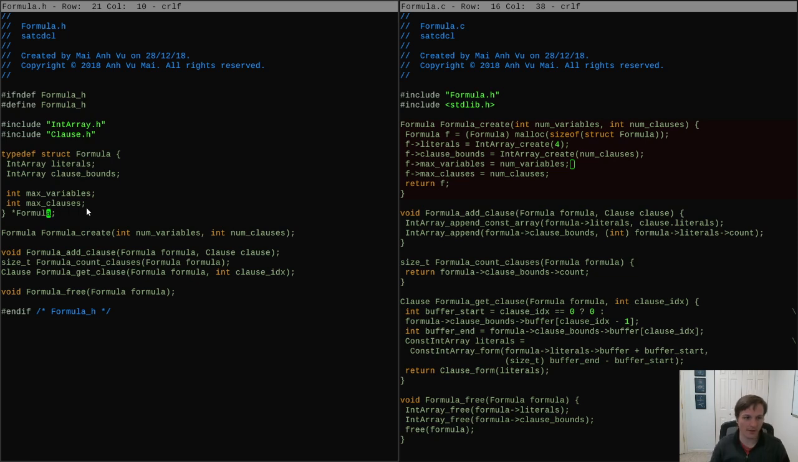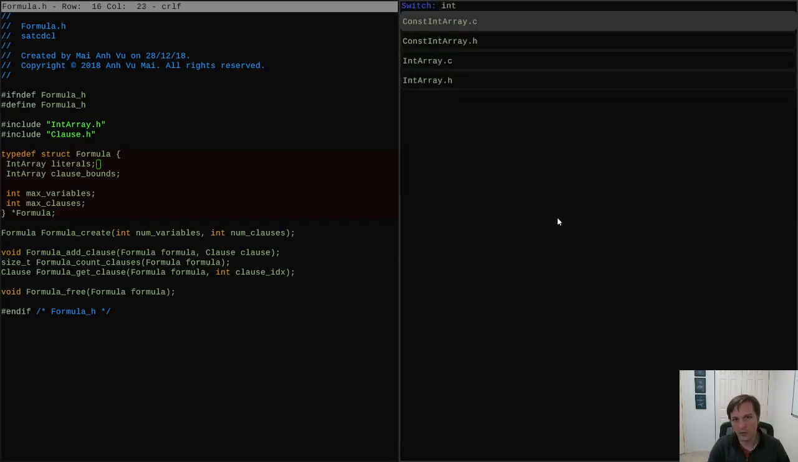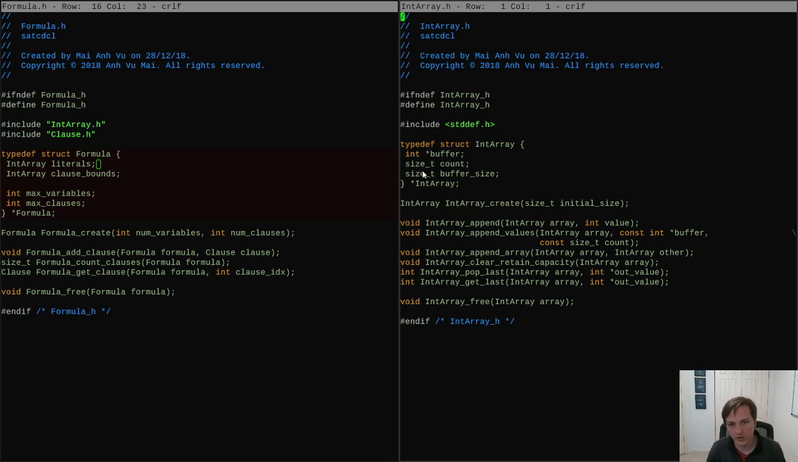But anyway, nitpicking. Let's look at this data structure. Int array, int array. So I know what an integer array is. I'm just curious how they're structuring it. Buffer count, buffer size. Okay, so we've got like a global growable array of integers here. Int array, append. Yeah, okay. I get the idea.